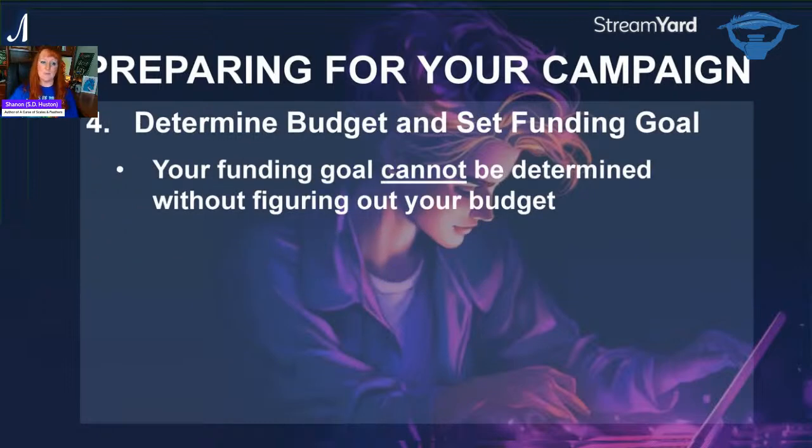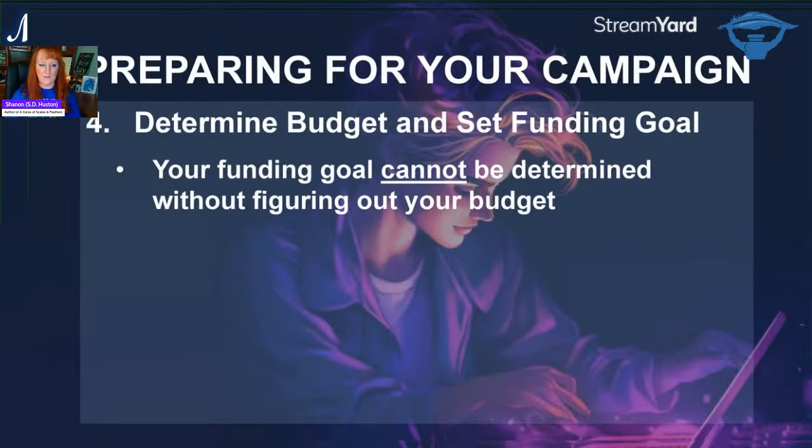Your funding goal cannot be determined without figuring out your budget. And your funding goal, if you remember from the very beginning, is the amount that you're saying, "Hey, this is what I would like to hit as my figure." Mine was $1,000. It can be any number that you choose, but you cannot change it when your campaign launches. So it should be determined after you figure out your budget.